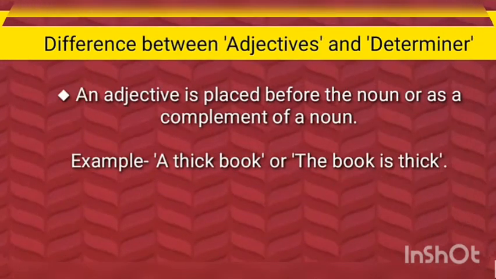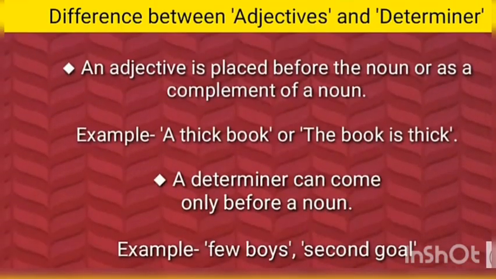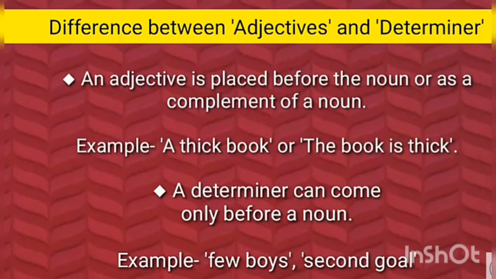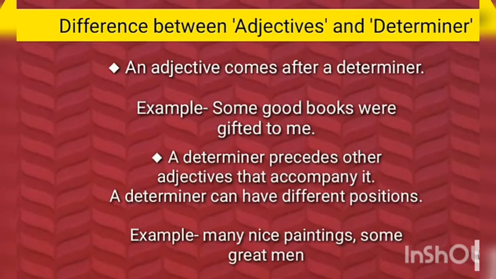Next difference is an adjective is placed before the noun or as a complement of a noun. For example, a thick book or the book is thick. Whereas a determiner can come only before a noun. For example, few boys, second goal. The last difference is an adjective comes after a determiner. For example, some good books were gifted to me.